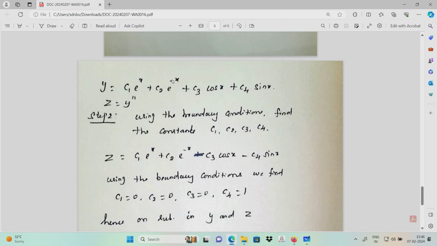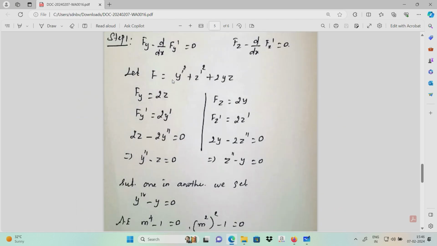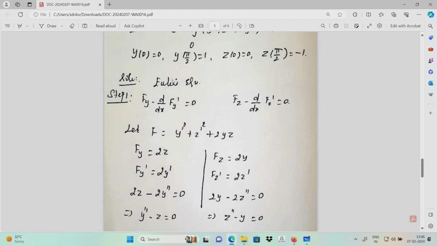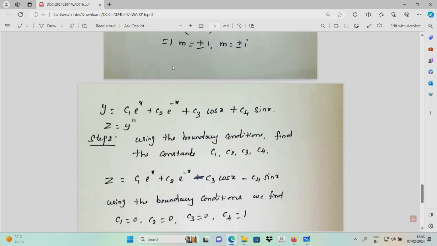What are the boundary conditions we have? Recall the boundary conditions. What is given in the problem? y of 0 is equal to 0, y of pi by 2 equals 1, z of 0 equal to 0, z of pi by 2 equals minus 1. What does it mean? When x is 0, y is 0. When x is pi by 2, y is 1. When x is 0, z is 0. When x is pi by 2, z takes minus 1. So on substituting these conditions, we get the constants c1, c2, c3 and c4.